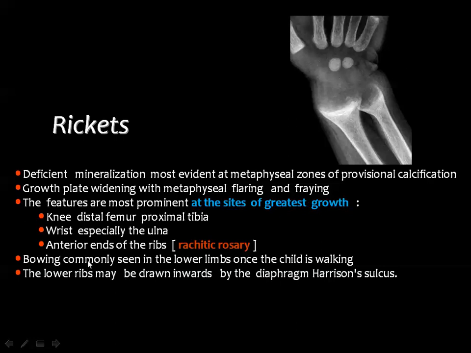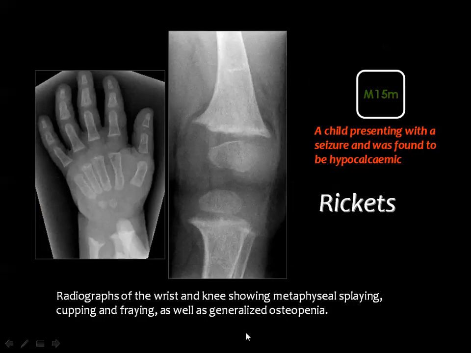Bowing deformities can also occur due to softening of the bone, and this is noticed when the child is walking, and sometimes the ribs may be drawn inward by the diaphragmatic muscles, and this is known as the Harrison sulcus.